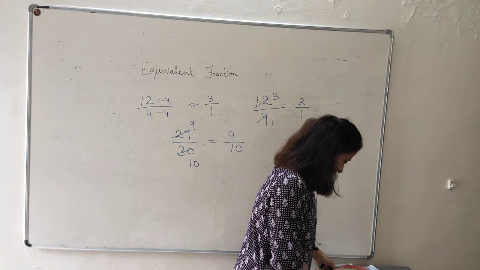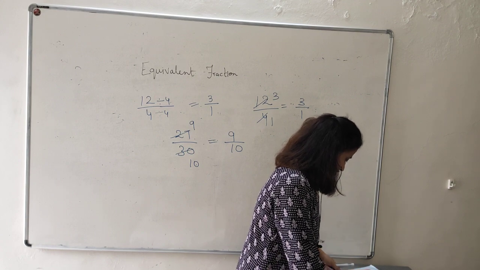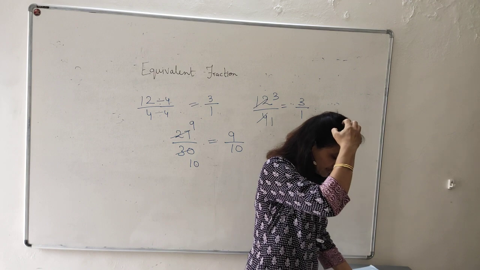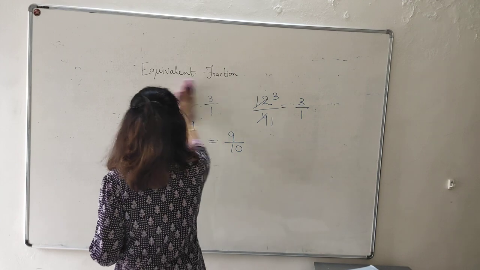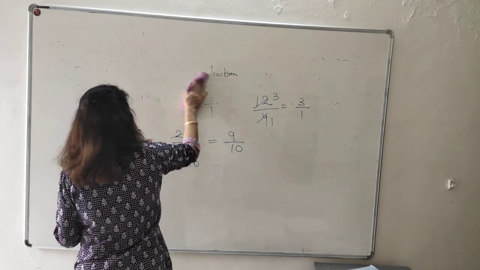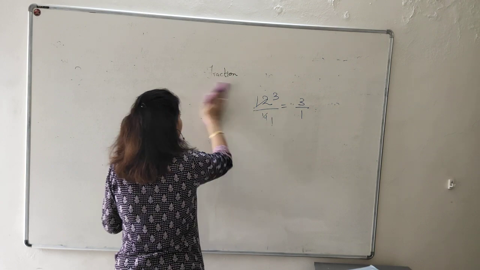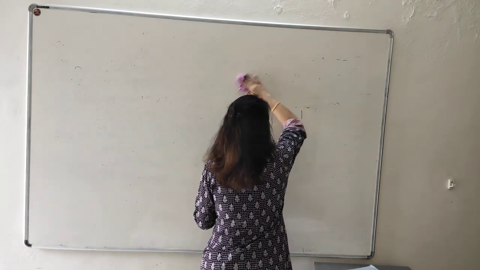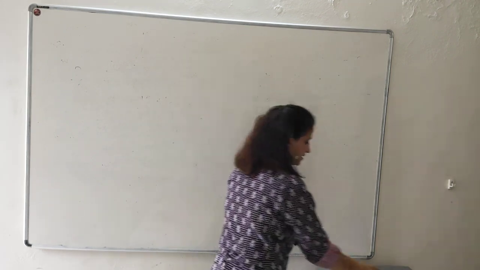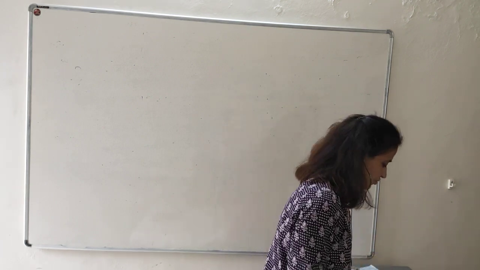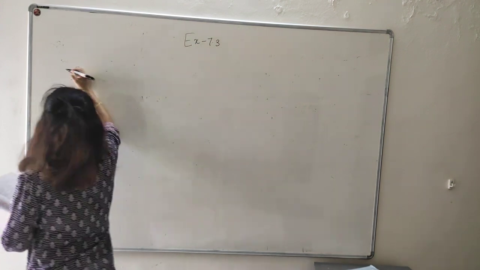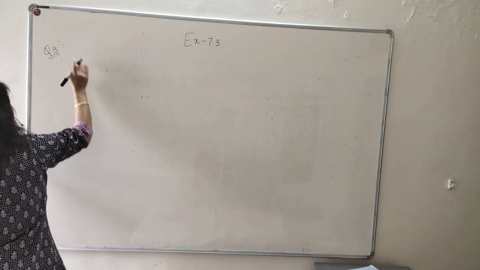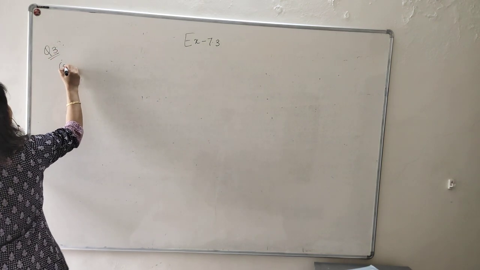Coming to exercise 7.3. Questions number 1 and 2 are to be done in the textbook only. We will start the new exercise from a new page. You will all write the question. I will not be writing the question, but you have to write the heading with black pen, exercise 7.3. You will write question number 3, where I am not writing, and we will write A.